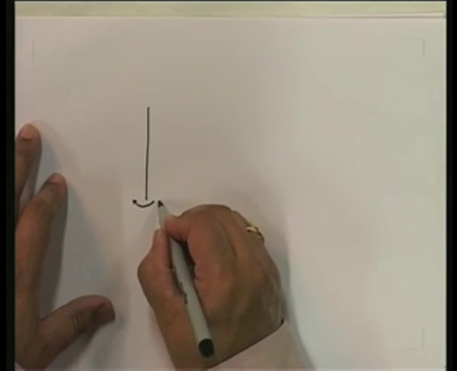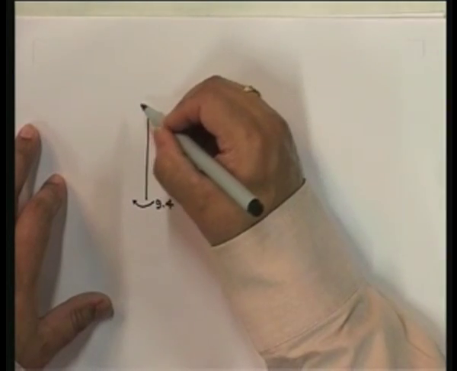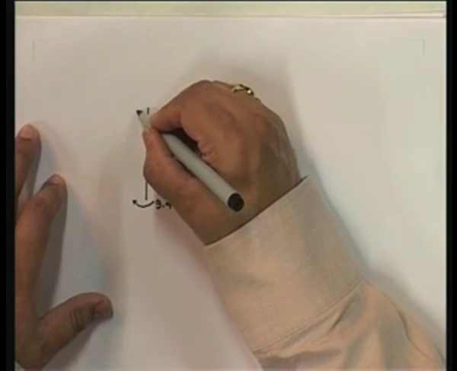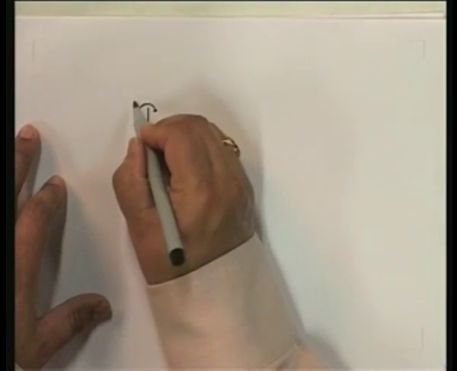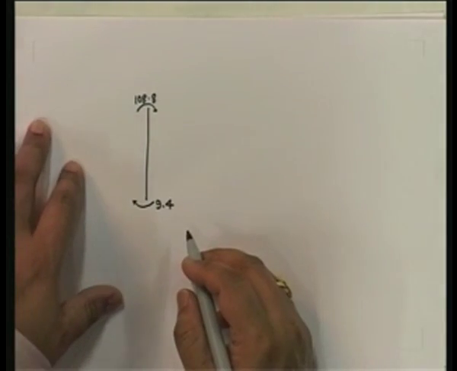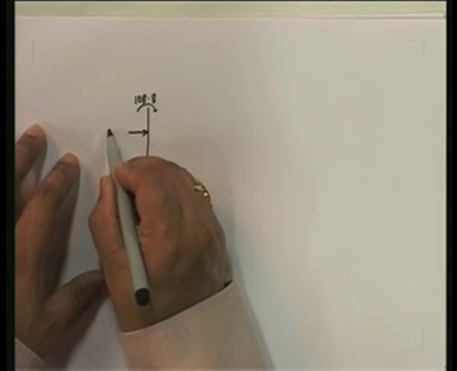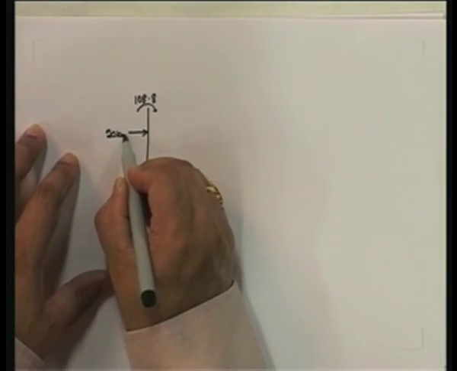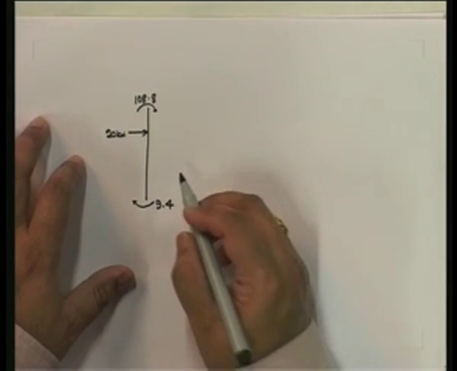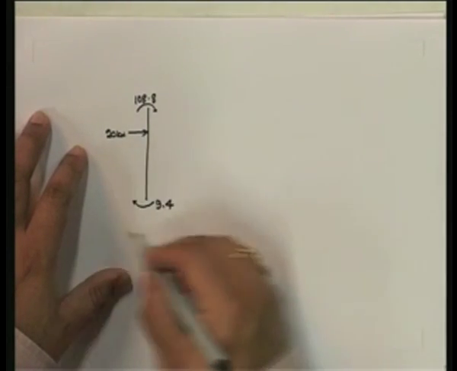So it's going to be 9.4. On this side, it's going to be clockwise. So it's going to be 108.8. These are kilonewton meter. I'm not writing them down. Okay, and here you have 20 kilonewton meter.